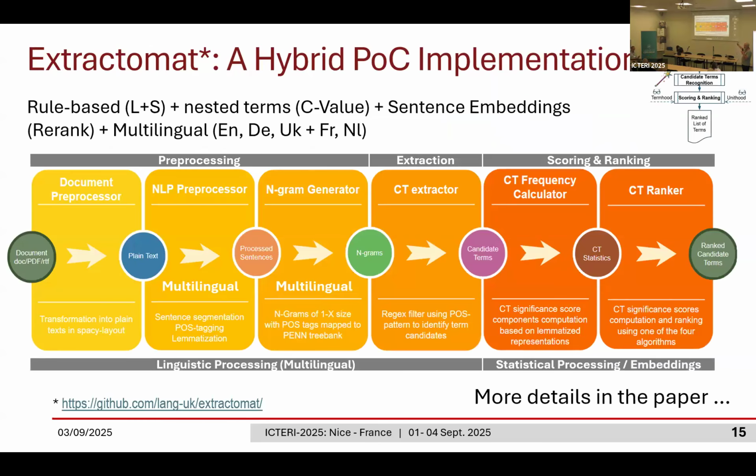And this is the very, very bird's-eye view outline of the solution. What do we have here? We have Extractomat, which is a proof-of-concept implementation of a hybrid general ATE method, which includes rule-based, linguistic plus statistical, plus the account for nested terms in terms of the C-value, or MPCV as a refined method, plus sentence embeddings, which help us refine the statistical ranking, called re-rank internally. And this is multilingual, working now for English, German, Ukrainian, French, and Dutch. More details in the paper. I'm sorry, I have no time to present all the technicalities here. I would rather show you the evaluations.